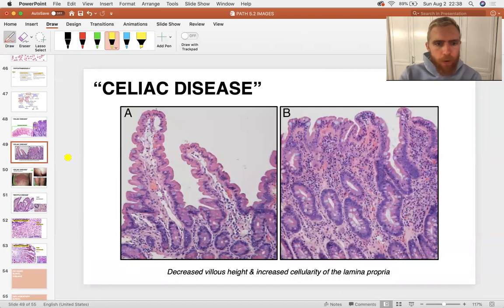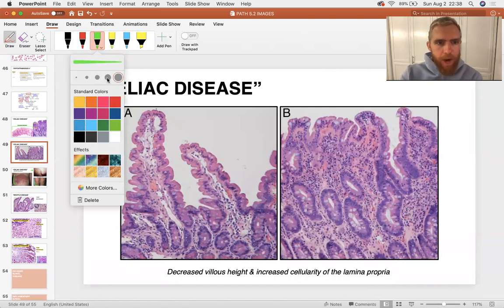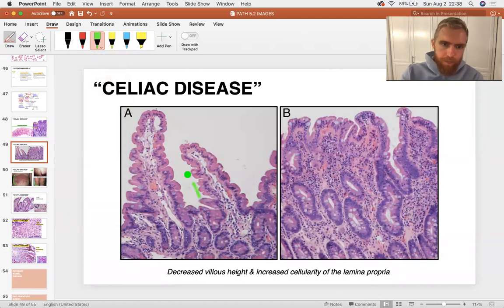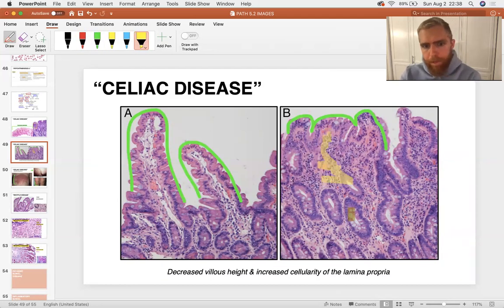Here's a good look compared to a normal gut. Normal on the left, celiac on the right. And so, bang, big finger. Another big finger. But we look over at celiac and it's like small nub, small nub, small nub. And hypercellularity again, all throughout that lamina propria. So that's the histology of celiac disease.